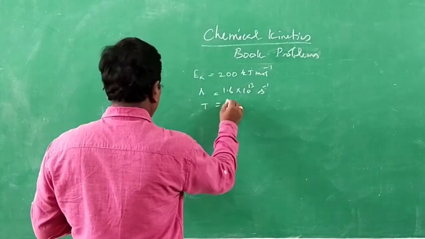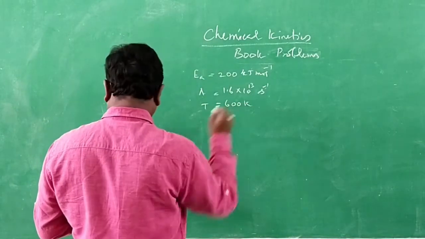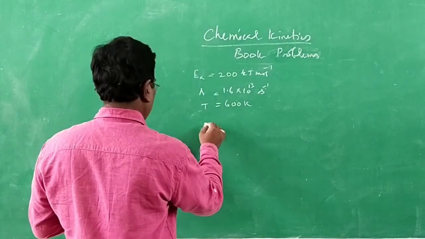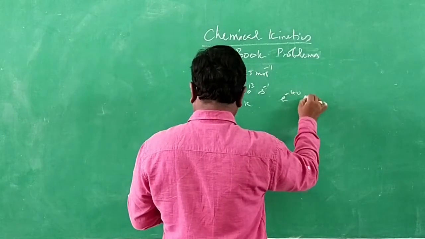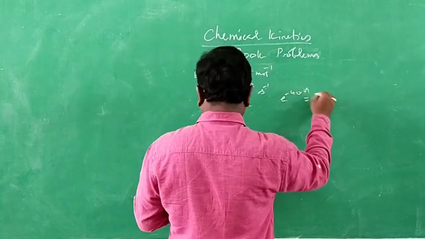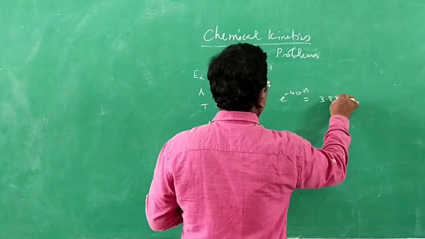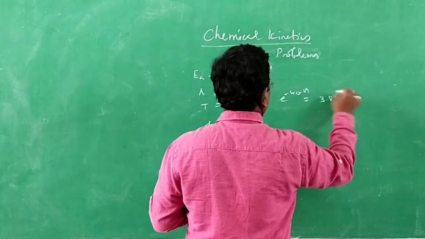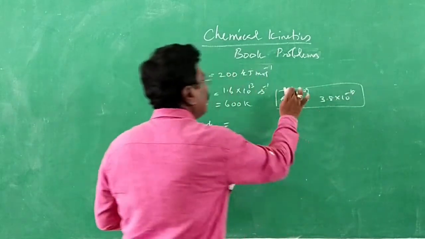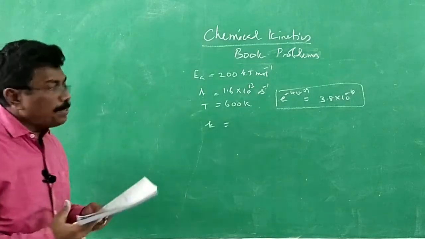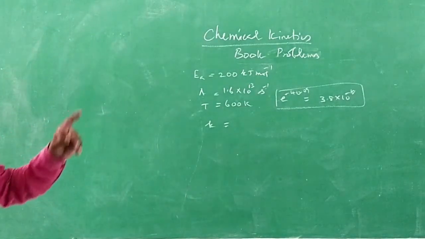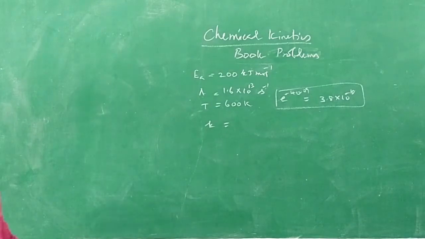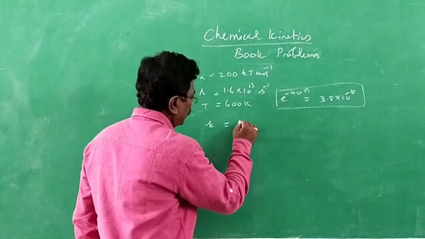So temperature is given as 600 Kelvin, and you are asked to calculate rate constant K. They have given e power minus 40 is equal to 3.8 into 10 power minus 18. That value they are given. That means we will be getting this value. To get e power, we are not supposed to use the logarithmic equation, then only we can get e power something. Am I correct? So, K is equal to A into e power.